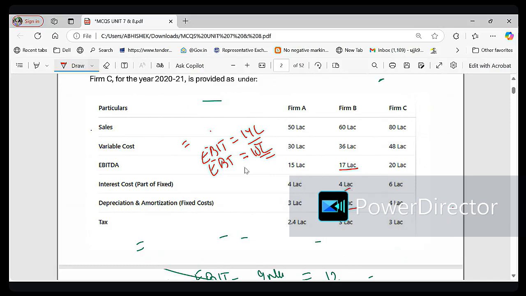So how much are you getting? It is 1.4. Are you getting the same 1.4? Please let me know. Yes, 1.4. Very good. What about Firm C?